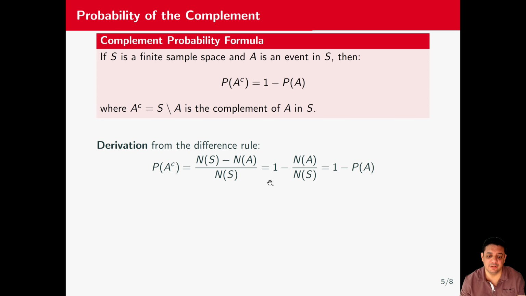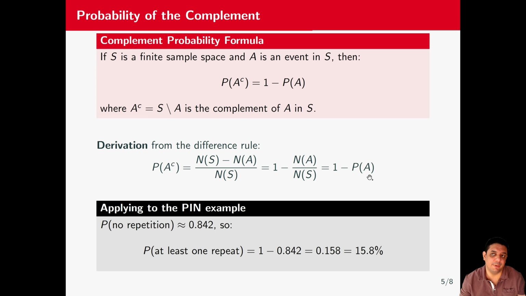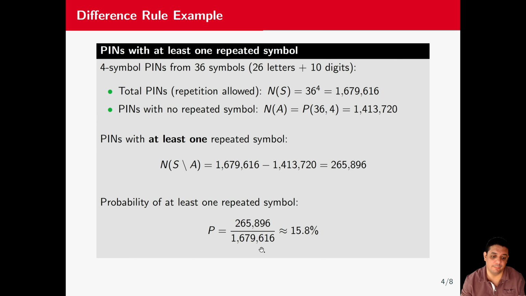At the end, I can just rewrite this, putting n of S in each of the fractions. It's just going to give me 1 minus n of A over n of S, which is just 1 minus the probability of A. Now, if we apply that to the pen example, we can use the probability of having no repetition being 0.842. So the probability of at least one repetition will be 1 minus 0.842, which gives me 15.8%, exactly the amount that we got before. So this is a second way of getting that particular result.